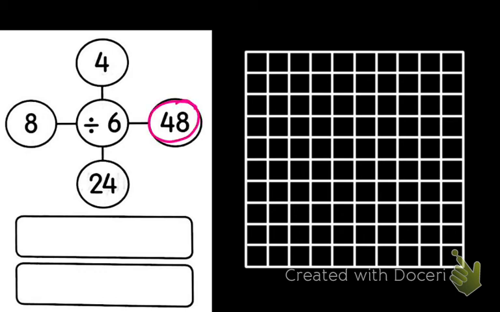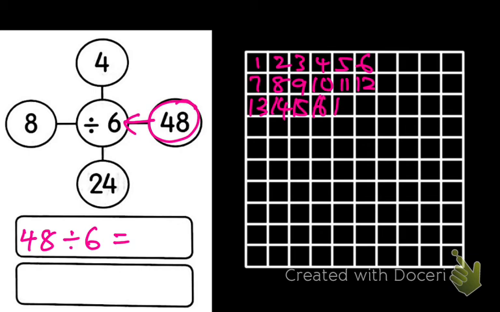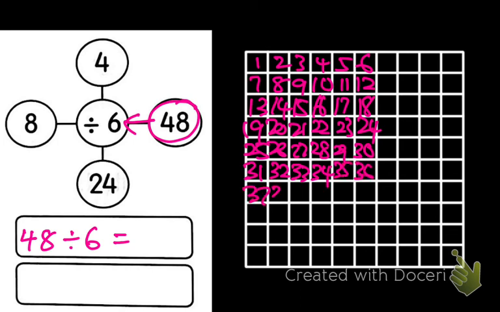Choose 48 divided by 6. Okay, 1, 2, 3, 4, 5, 6. Okay, 48 divided by 6. So how many groups are there?